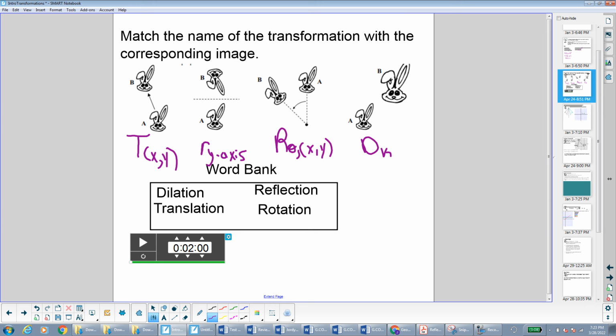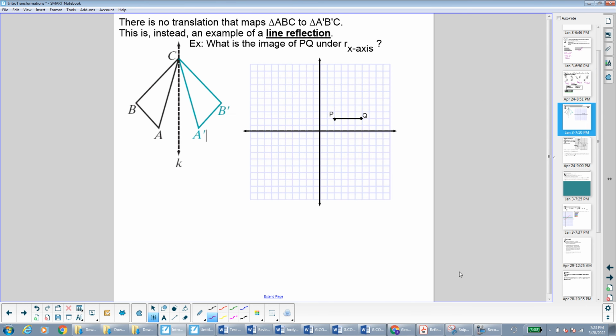And just like rotations, dilations also have a center of rotation. So the center of dilation, the center at which the dilation is happening. If you don't see the center of rotation or the center of dilation given to you, then we can assume that it's centered at the origin. So that's also something to keep in mind.